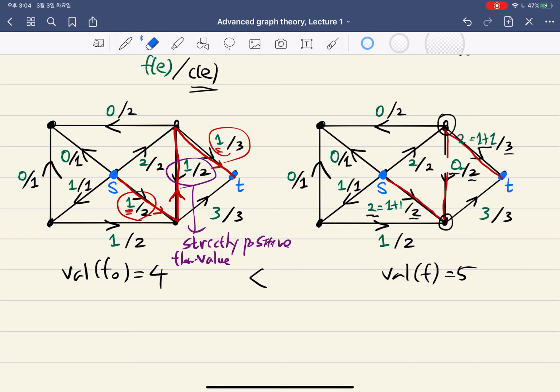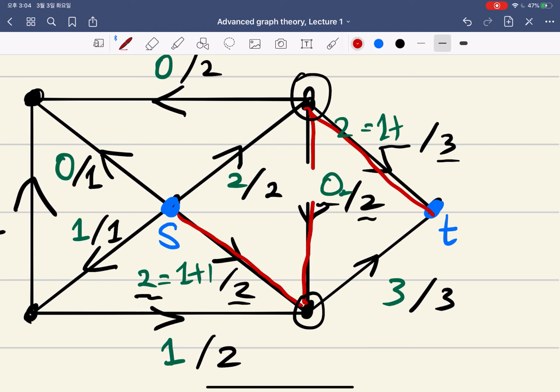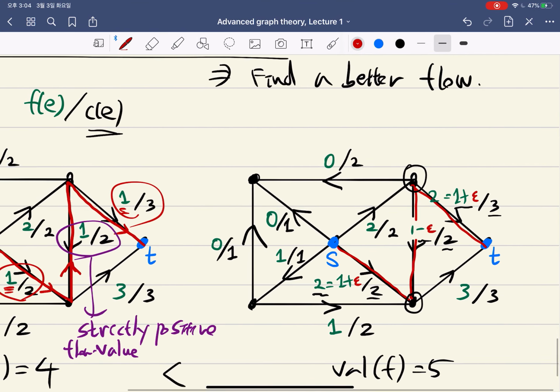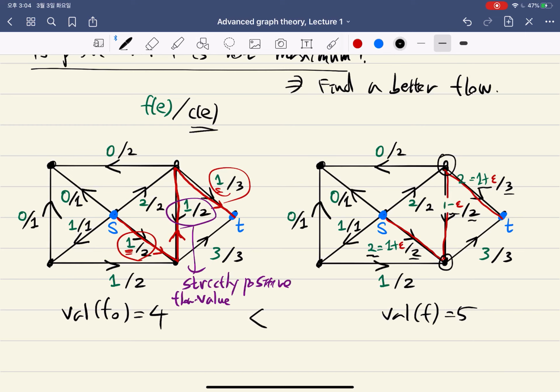Here we add 1, but we don't really have to add 1 per se. We can actually add any epsilon and we can subtract any epsilon as long as it makes sense. In order to add and subtract this epsilon, the condition that is necessary is that this value is smaller than 2, the capacity, this value is smaller than 3, the capacity, and this value is strictly positive.